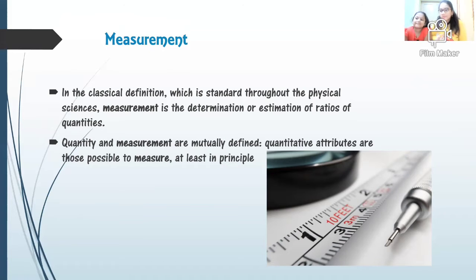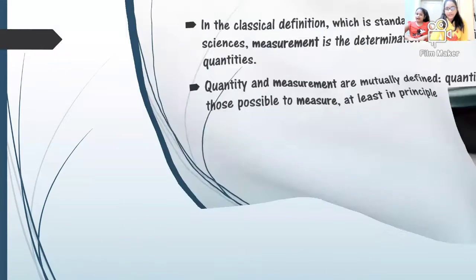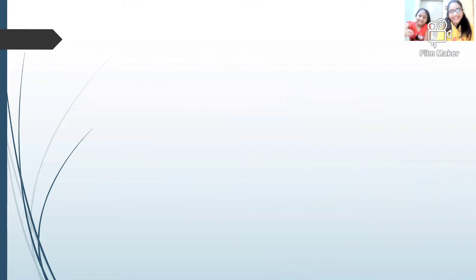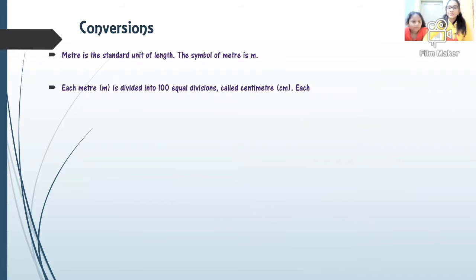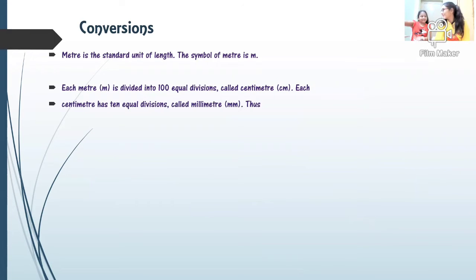So this is the first one: what is measurement? Now let's go with the second one. Conversions. First of all, the meter is a standard unit of length. The symbol of meter is m. Each meter is divided into 100 equal divisions, which are called centimeters, also known as cm. Each centimeter has 10 equal divisions called millimeters. Thus, 1 meter equals 100 centimeters.